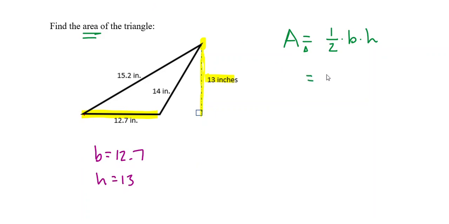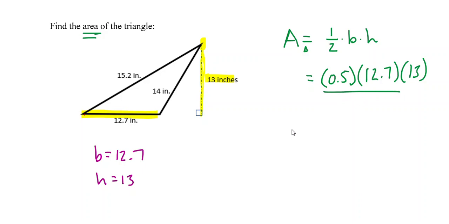The area is 1/2, 0.5. Notice I just kind of automatically turn my fraction, 1/2, into a decimal, 0.5. Base, 12.7, and then the height, 13. Now this is a long multiplication problem. I'm multiplying three numbers. I'm going to take the first two arbitrarily. I could have taken any two, but I'll just take the first two. And I'll do that multiplication first.